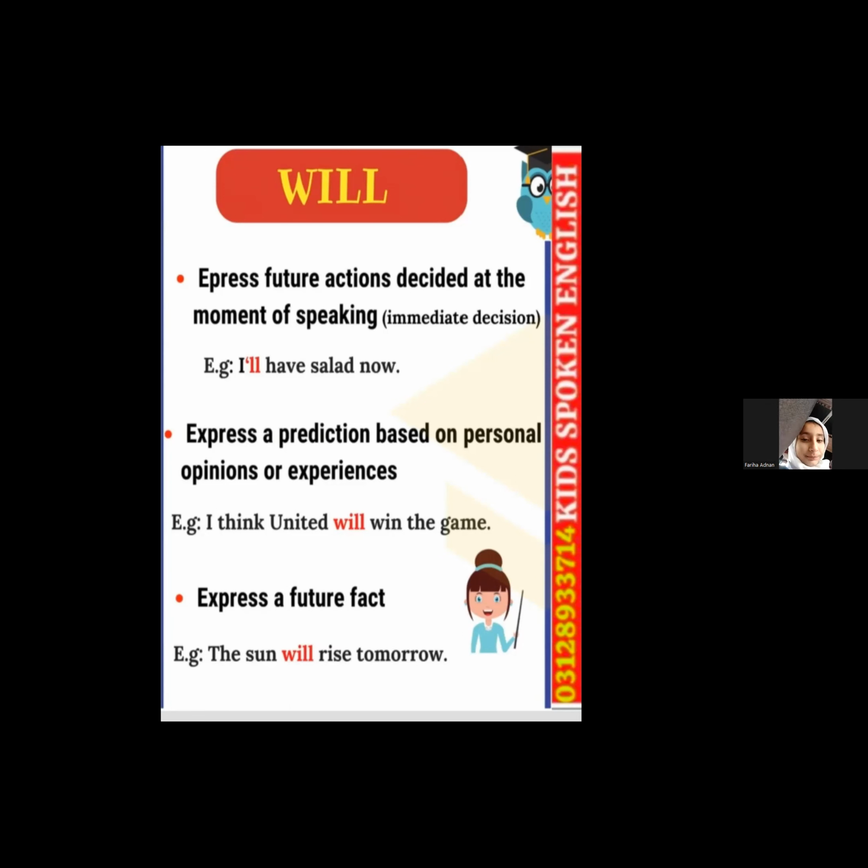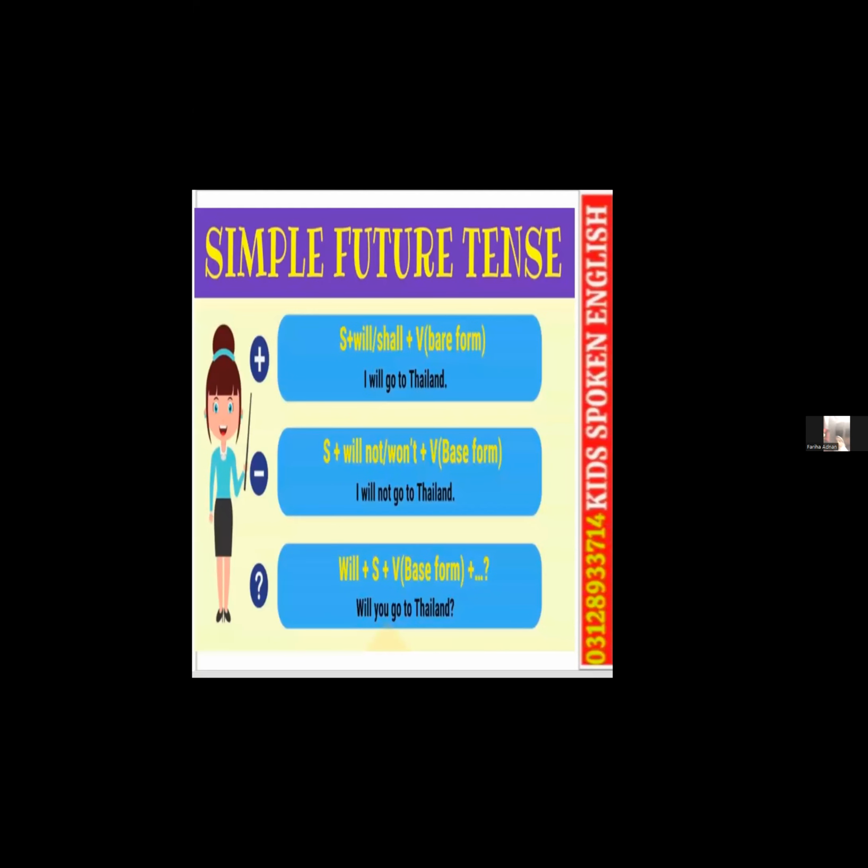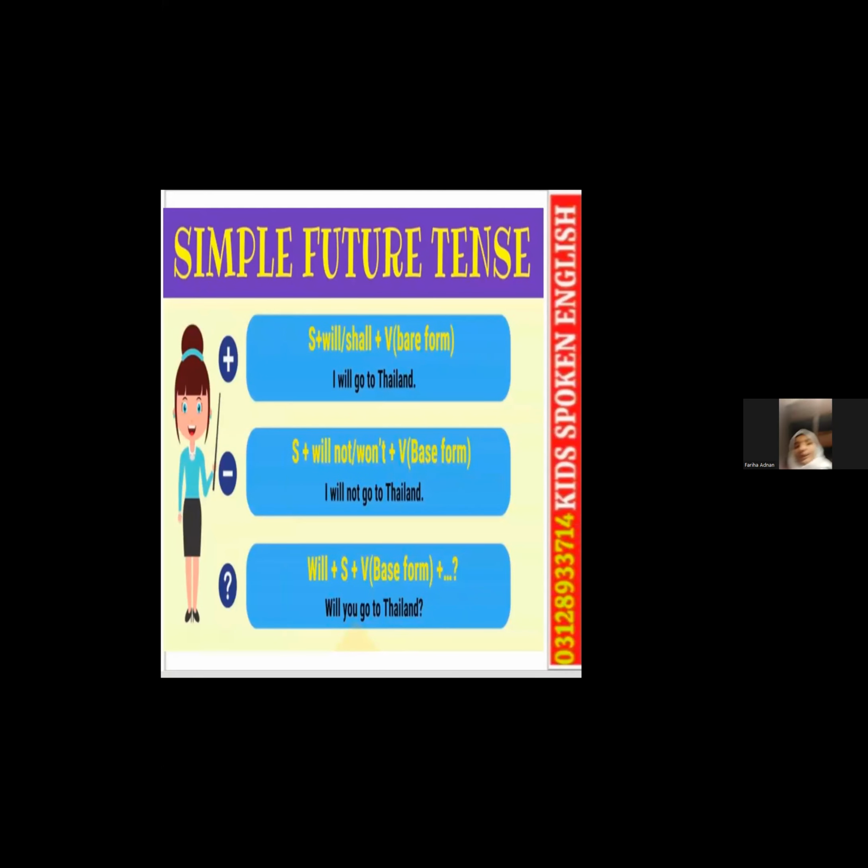Yes, ma'am. यहाँ तक सब समझ आ गया आप लोगों को? Yes, ma'am. Okay. So, dear students, now let's move on towards the third slide. I'm going to tell you the structure of future simple tense, okay? So, dear students, tell me, is my screen visible to you or not? Yes, ma'am, your screen is visible.